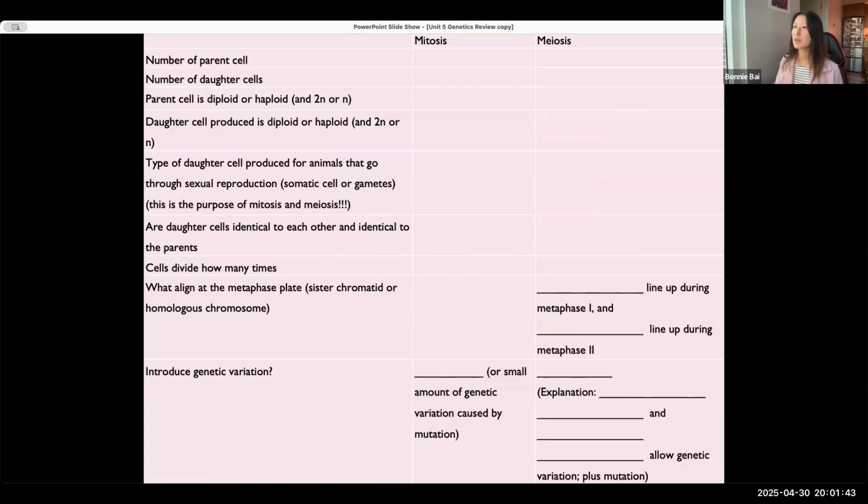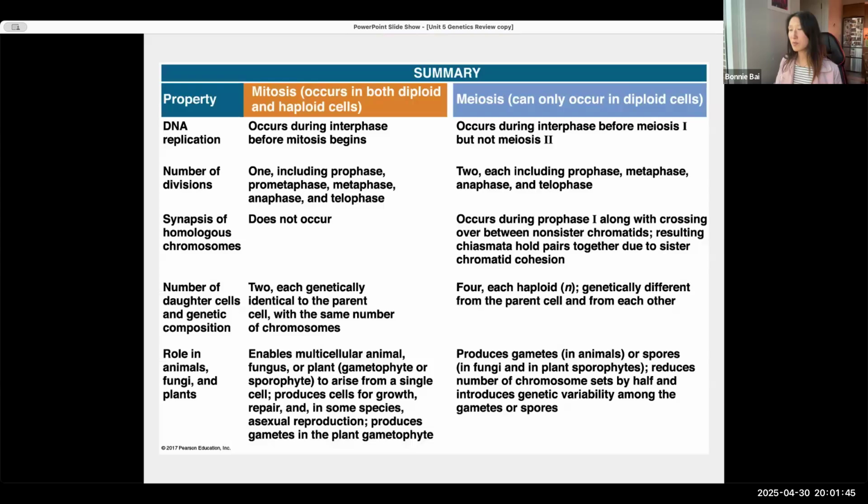Yep. Next one. Here's another summary slide comparing the two. Anything important that we did not talk about? Let's see. I guess number one is kind of interesting, saying like, when does DNA replication take place? Obviously, it's before the whole process, but it's interesting to think about how it doesn't happen in between the two processes. The DNA is already replicated before all of this happens.